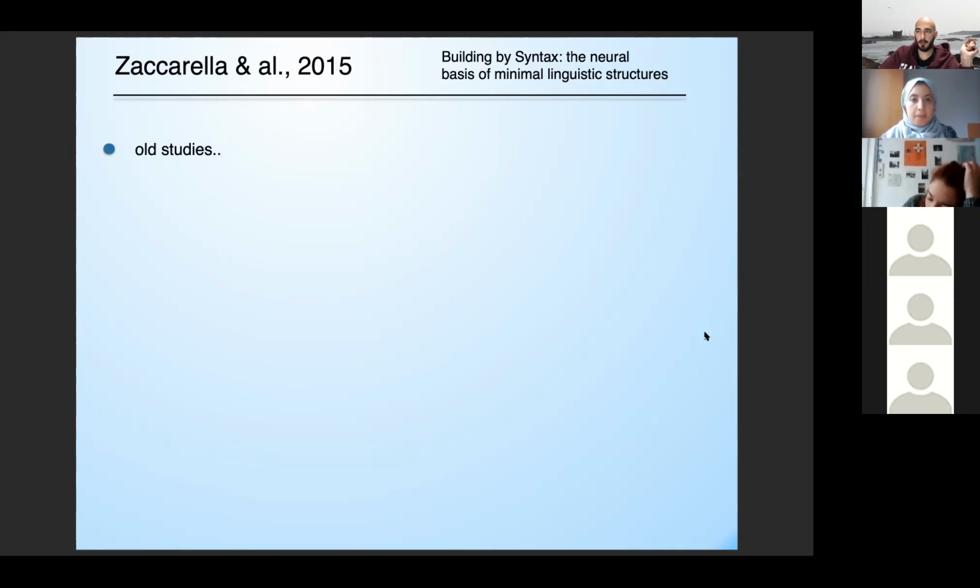So if you look at this paper, in the introduction, they start by discussing basically the old papers, which kind of concluded that merge cannot be directly investigated. Okay.